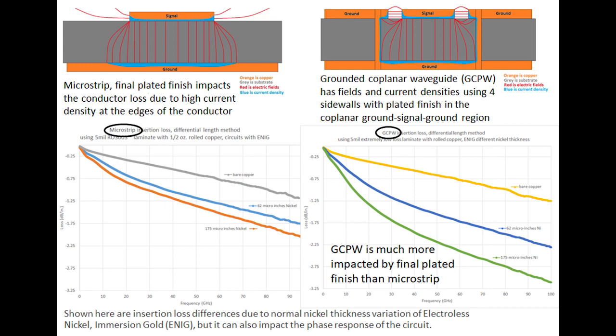On the grounded coplanar waveguide chart on the right, you can see that the bare copper losses are about equivalent to microstrip, but when you start looking at the effects of ENIG, the blue curve with the thin nickel and the green curve with the thicker nickel, the RF performance is impacted much more by ENIG. That's really due to the ENIG being in four areas of the coupled feature, ground, signal, ground on the top copper layer, whereas microstrip is just affected by an edge effect. The left and right edges of a microstrip signal conductor have high current density, and it's there where the ENIG can cause differences in conductor losses.